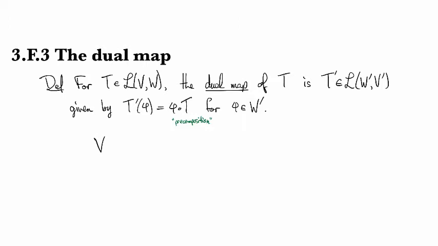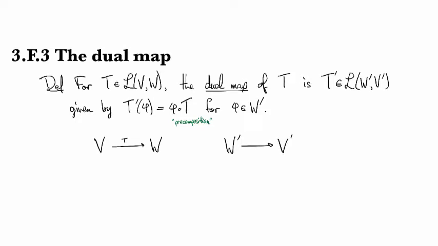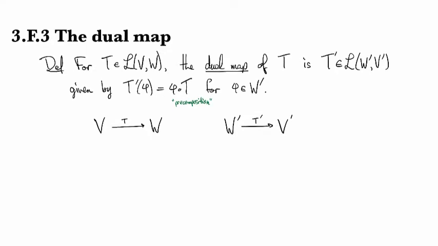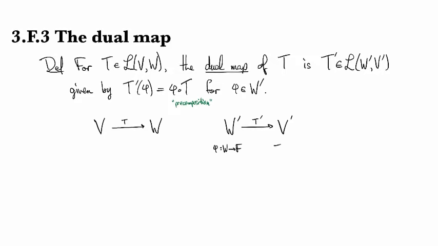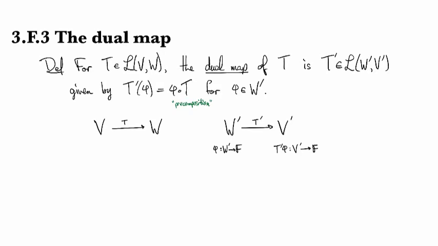So here's V, and it's getting mapped to some other vector space W by T. And that means that W prime is getting mapped to V prime by T prime. So we just prime the heck out of everything, right? And what we have is that some element phi here of the dual space. So phi is a function from W to F, and it's getting transformed into some T prime phi, which is sending V to F.